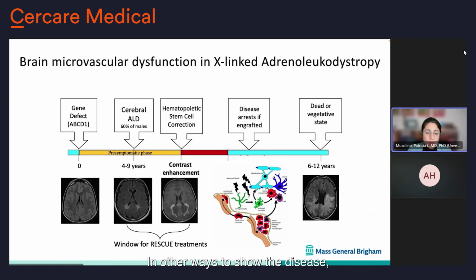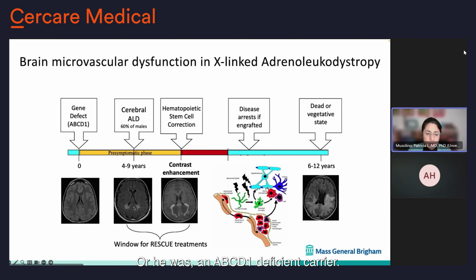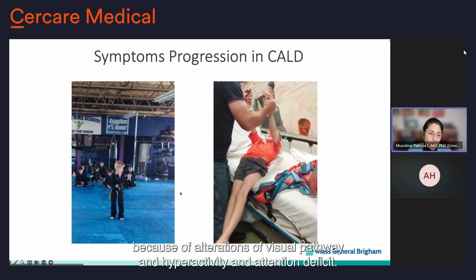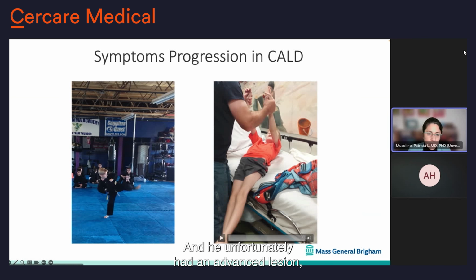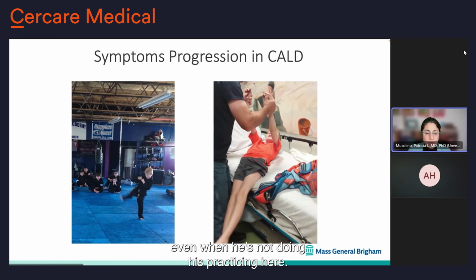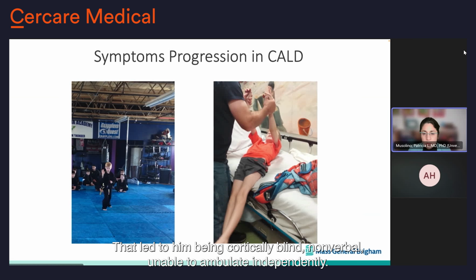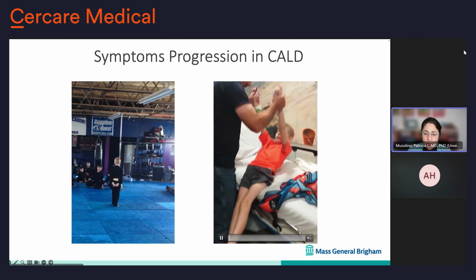In other ways to show the disease, this is one of our patients in his karate practice, who did not know that he had the disease in the family, or that he was an ABCD1-deficient carrier. Unfortunately, the first symptoms in his case were running into the walls because of alterations of the visual pathway, and hyperactivity and attention deficit. And this is only 8 months later. He unfortunately had an advanced lesion even when he started practicing here, which led to him being cortically blind, nonverbal, unable to ambulate independently. And unfortunately, less than a year later, he succumbed to the disease.